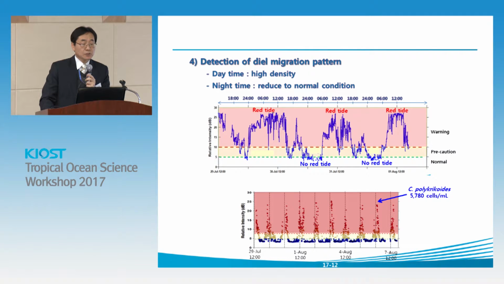And this one also shows the diurnal difference of the red tide occurrence. During the daytime, high red tide density is detected, and at night, low density is detected. So we can see the high and low density during daytime and nighttime. Yes, so this is the repeated appearance of this cycle.